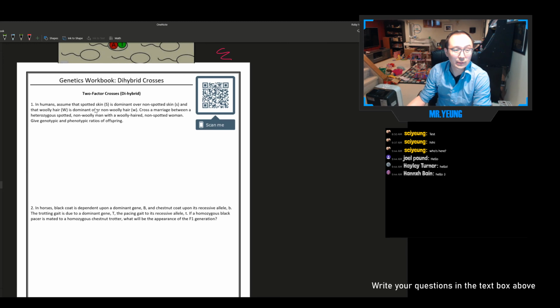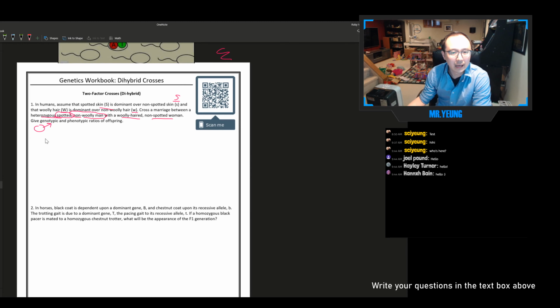So if you look at the first question: in humans, assume spotted skin, capital S, is dominant over non-spotted skin, which is lowercase s, and woolly hair, capital W, is dominant over non-woolly hair, which is lowercase w. Cross a marriage between a heterozygous spotted and non-woolly man, so you know there are two traits here, with a woolly haired non-spotted woman. So let's do the genotypes for both of these to start.